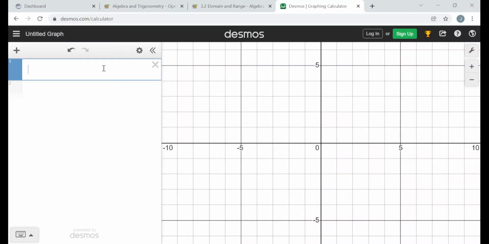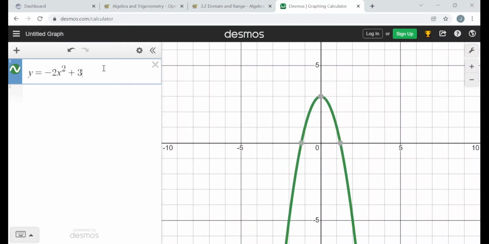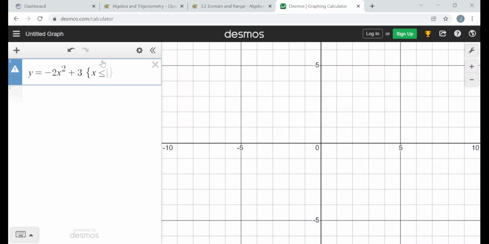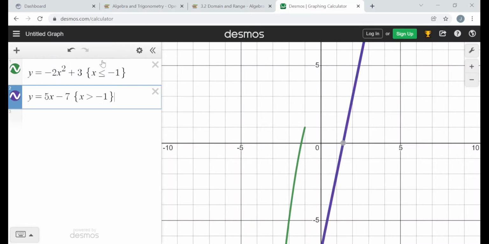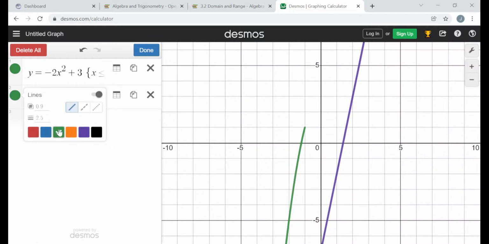All right, so first piece, right? y equals negative 2x squared plus 3, but not the entire thing, right? Just the part of it where x was less than or equal to negative 1. Okay, and then the second piece, y equals 5x minus 7, but not the whole thing, right? It won't be a function if you leave it the way it is. But only the part where x is greater than negative 1. Right? And I'll make that the same color. Why not? It's the same graph.